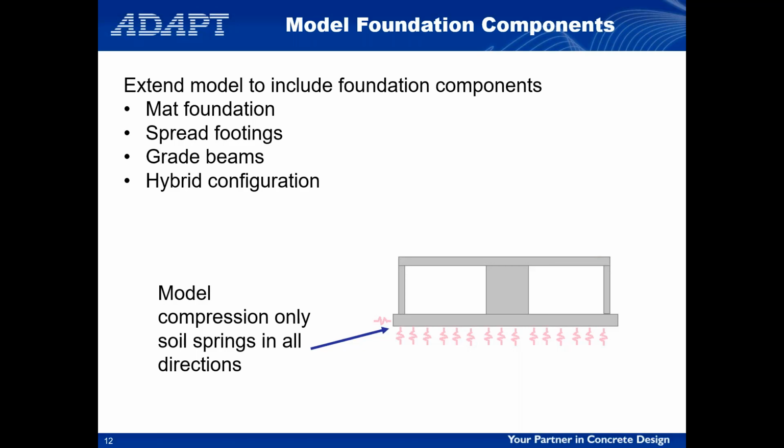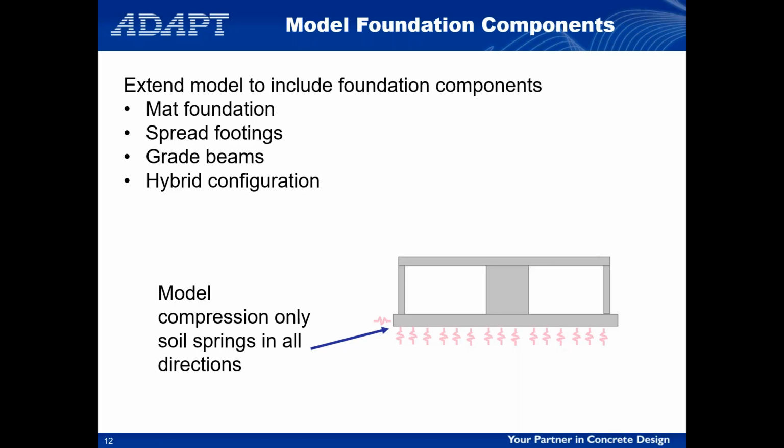This becomes even more complex when you have mezzanine levels or a double level podium, and transfer those forces properly into the vertical component as well as the foundation. So what we can do with Builder is extend your model to include your foundation components. Here in that symbolic image, all we've done is gone to the base level and added our foundation components. Those foundation components can be any combination of a flat mat, individual spread footings, grade beams, or any other hybrid configuration.